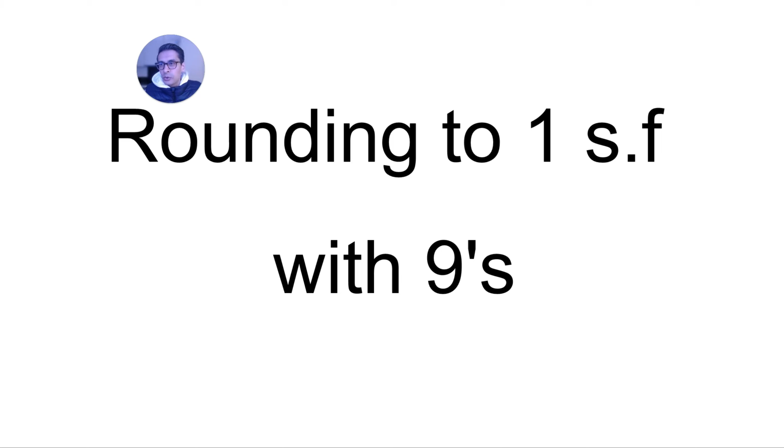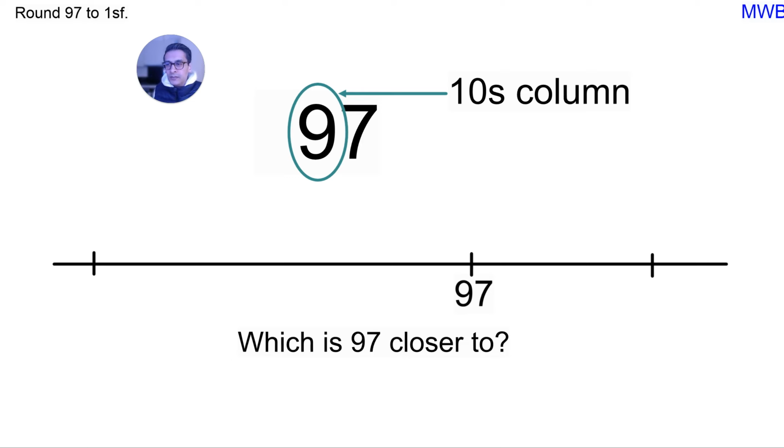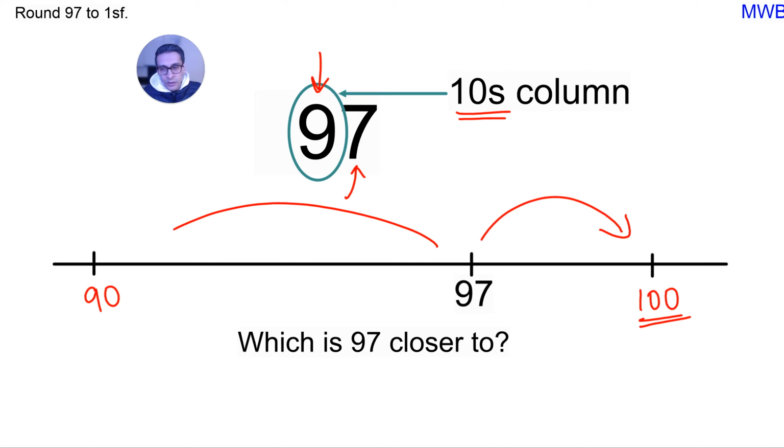So let's do the first example. You want to round 97 to one significant figure. So the first thing you want to do is look for the first non-zero digit. In this case, it's obviously going to be 9. And then the decider is telling you that you need to round up. Now, the first significant figure is in the tens column, so essentially we're rounding to the nearest 10. So the nearest 10 here is going to be 90, and then it goes to 100, and then it goes to 110, 120, and so on. But in this case, 97 is closer to 100 than it is to 90.